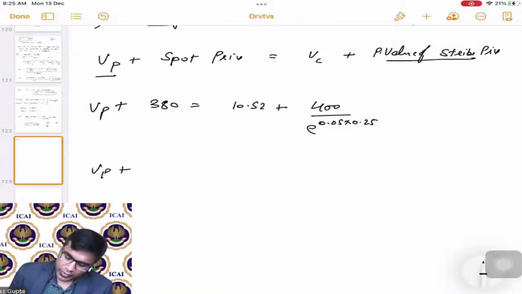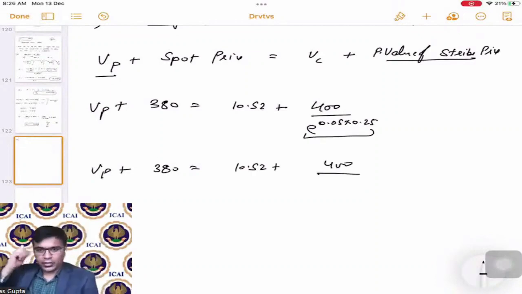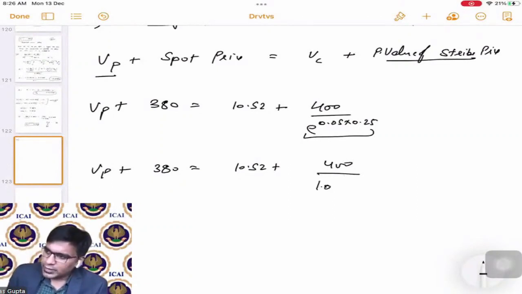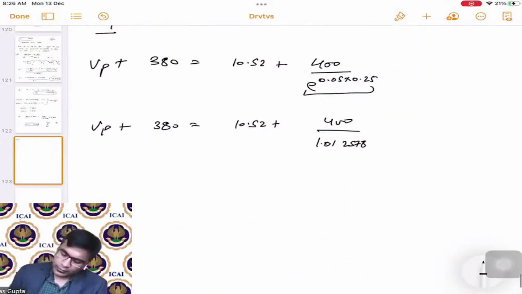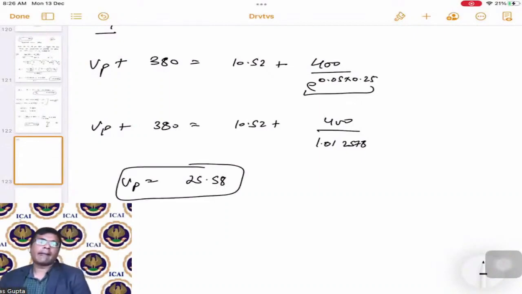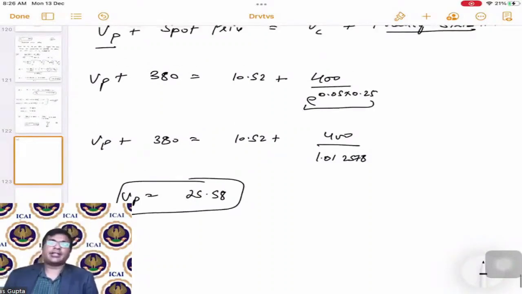So the value of put plus 380 is equal to 10.52 plus 400. Now this value is already given in the question, correct? Which is 1.01257. If you solve this equation, the value of put is equal to 25.58. Now, students, please see the value of put is coming out to be 25.58.